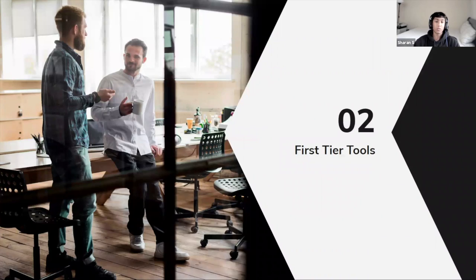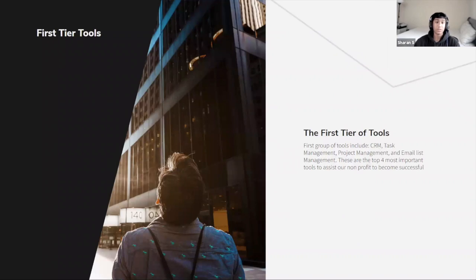We will now be going over the first tier of tools. So the first tier of tools consists of a total of 4 tools as mentioned before. The 4 most important tools, which are the ones in this category, include the CRM, which stands for Customer Relationship Management, Task Management, Project Management, and Email List Management. These tools, from an organizational perspective, mainly aid with internal efficiency. The first tool we'll be talking about is the CRM.